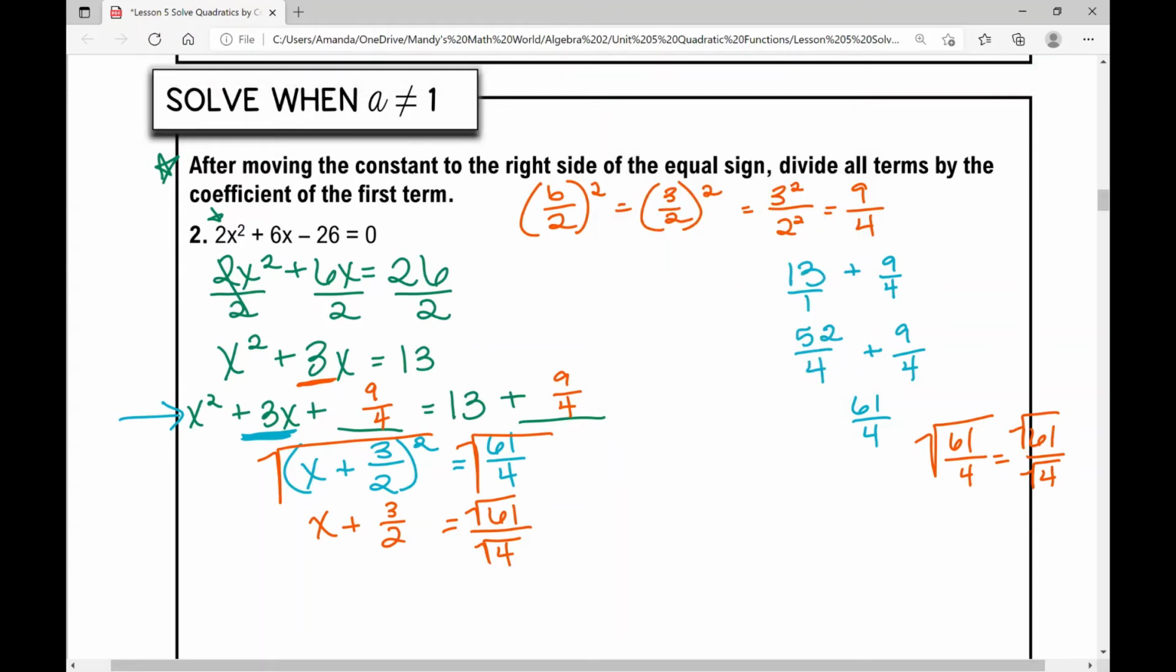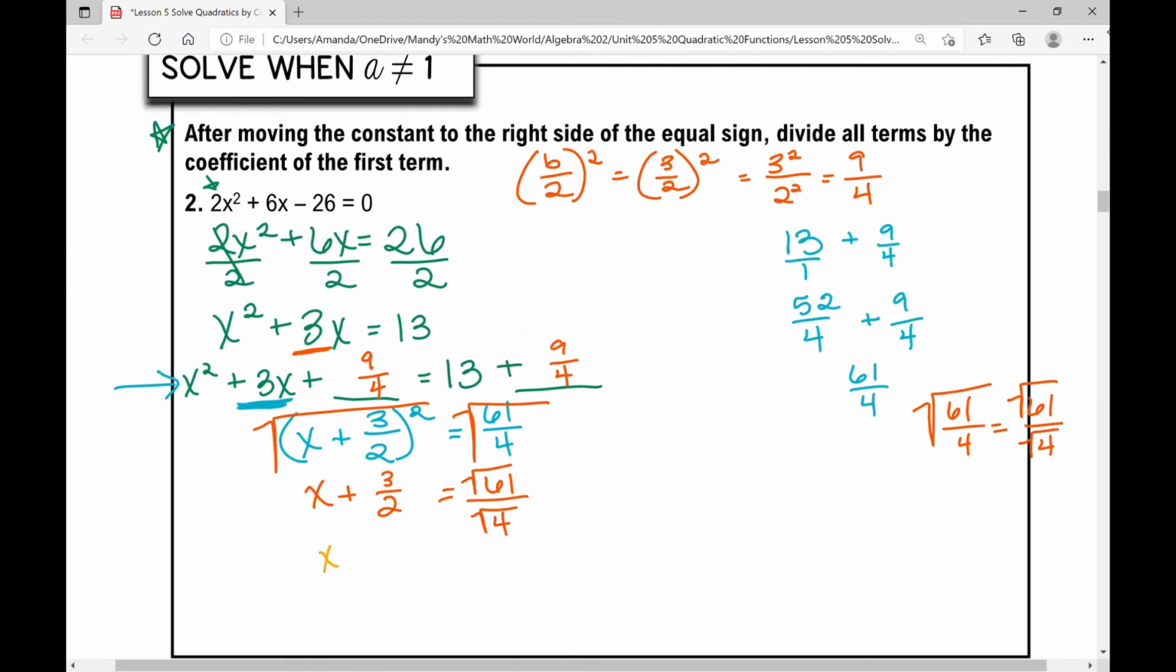Let's simplify this even further. Can we simplify the square root of 61? Is there a perfect square that goes into 61? There is not, so I can't simplify the square root of 61. Can I simplify the square root of 4? I sure can. It's 2. Okay, so remember our goal is to get x all by itself. We've got x plus 3 over 2. How do I get rid of that 3 over 2? I subtract 3 over 2 from both sides. That gets rid of it from the left side, and I get negative 3 over 2.